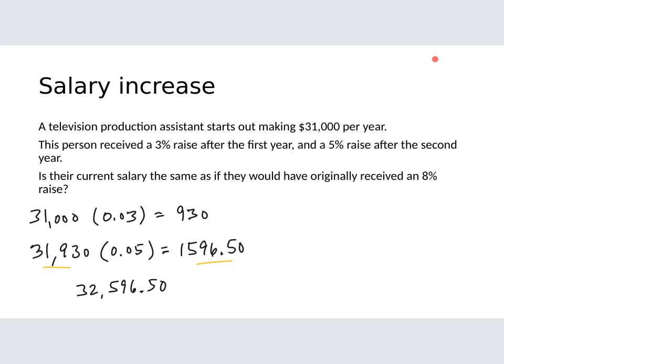All right, let's do it the other way. So doing this the other way, they started out at $31,000 and they're just going to get an 8% raise. So the amount of a raise they're going to get is $2,480. We'll add that to their original salary of $31,000, and they're making $33,480. The idea here is getting 8% is a bigger number than 3 and then 5, because we're getting the entire 8% on this 31,000, so they're not the same.